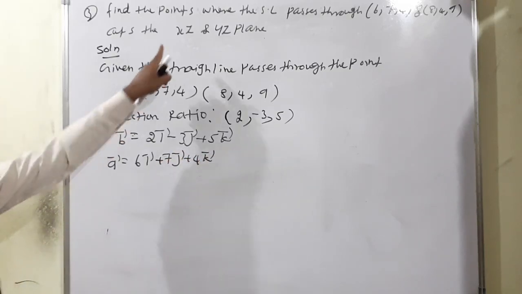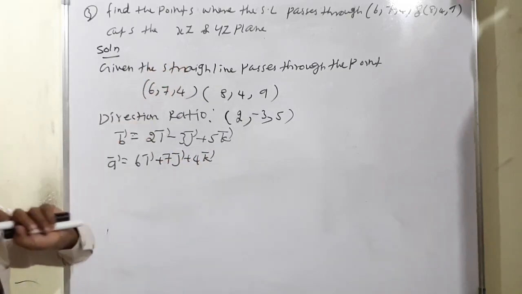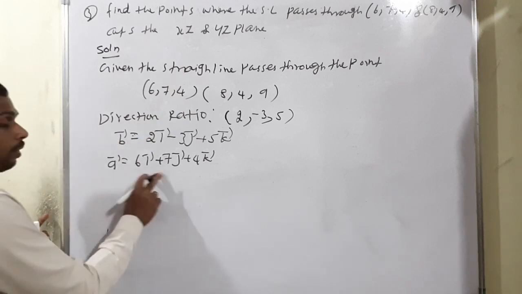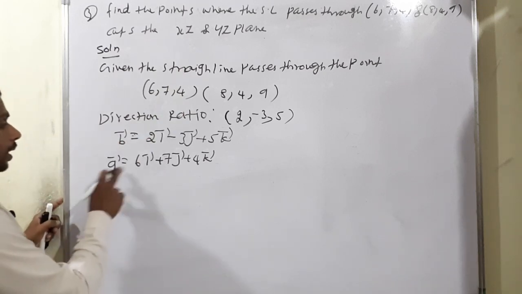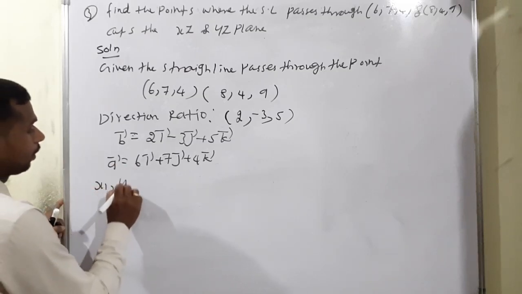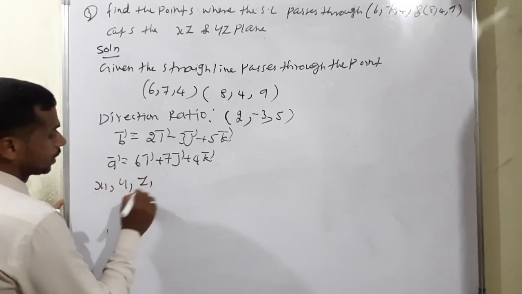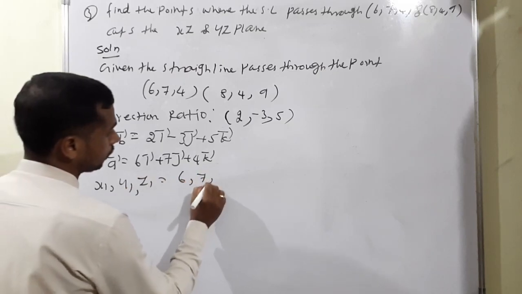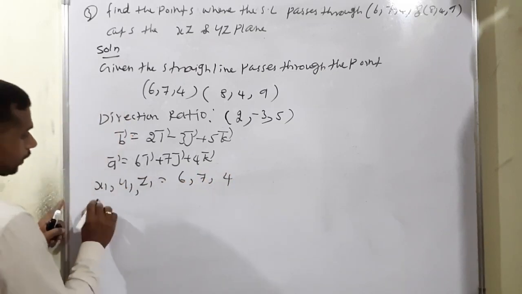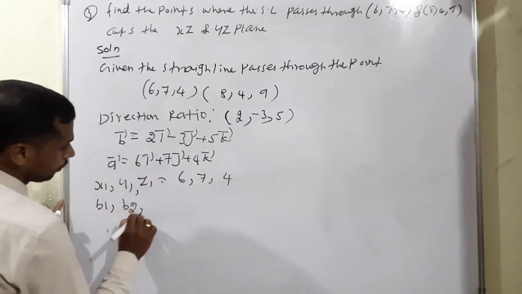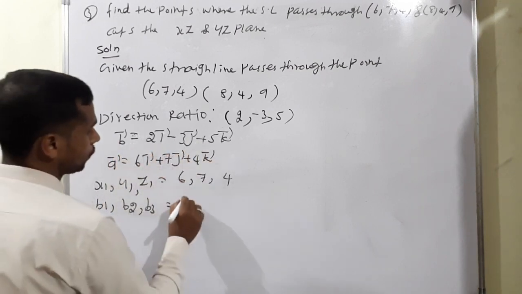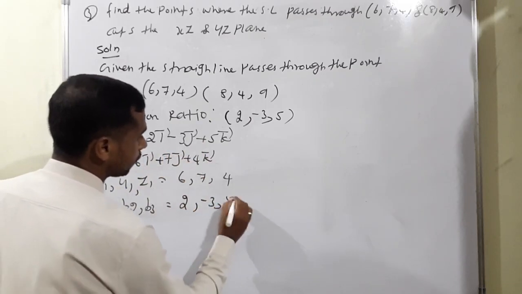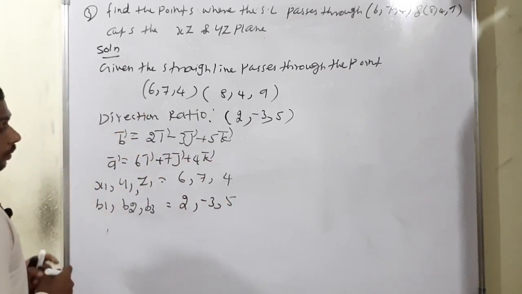So we need xz and yz plane. Only we need Cartesian equation only. What is the formula for Cartesian equation? x minus x1 over b1. Therefore A is considered for x1, y1, z1 is equal to 6, 7, 4, as well as B vector, b1, b2, b3 is equal to 2, minus 3, positive 5. Now the condition.